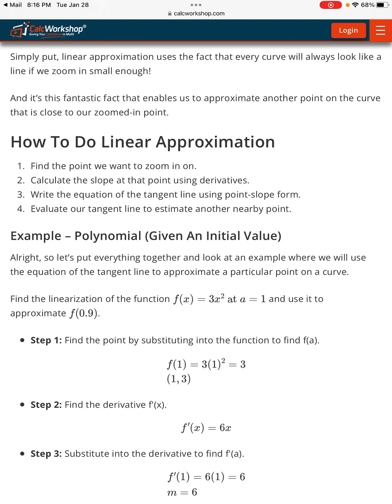All right, so how to do linear approximation. Find the point we want to zoom in on. So let's say we were trying to take the square root of 3.9. We're going to find the point we want to zoom in on.